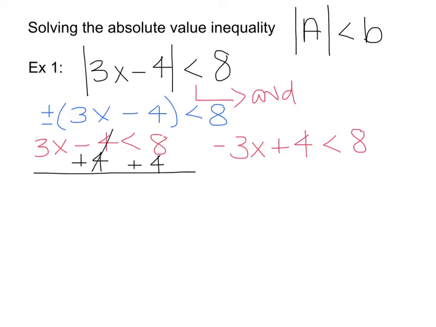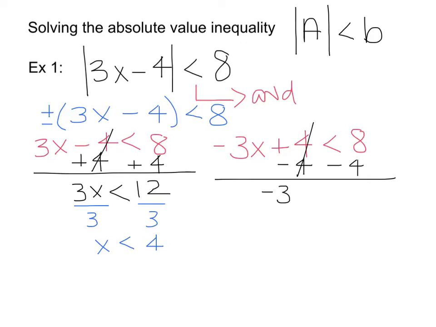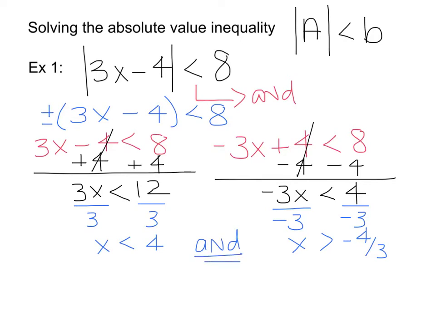I'm going to add 4 to both sides. That gives me 3x is less than 12. To get rid of my 3, I divide by 3, which gives me x is less than 4. Moving on to the one on the right, I'm going to subtract 4 this time. That gives me negative 3x is less than 4. And don't forget, when you divide by a negative number, it switches your inequality. So you get x is greater than negative 4 thirds. I'm going to write the word and in the middle so I don't forget that it is an and problem.